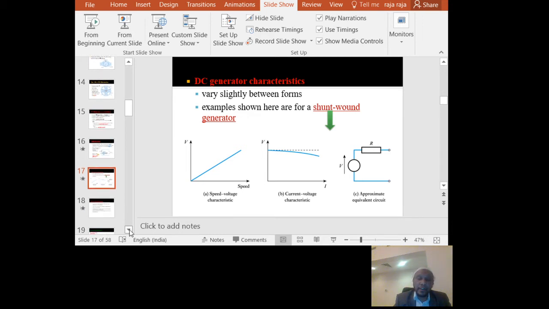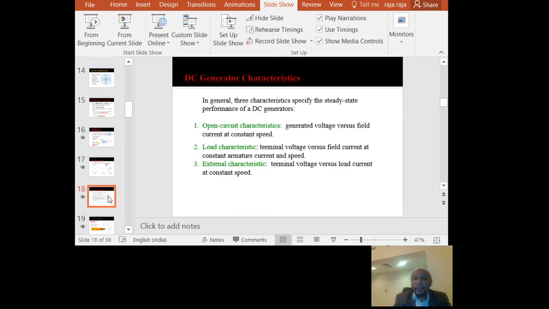Okay, the next one. Three different types of characteristics show the steady state performance of the DC generator. One is open circuit characteristics, the second is load characteristics, and the last is external characteristics. Open circuit characteristics means what? It is the generated voltage versus field current at constant speed.